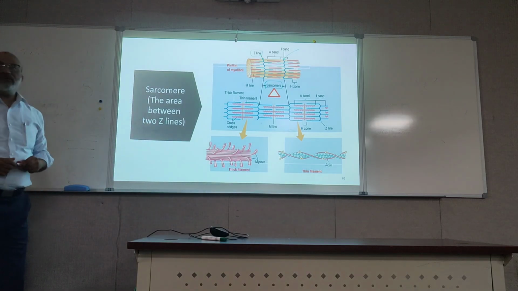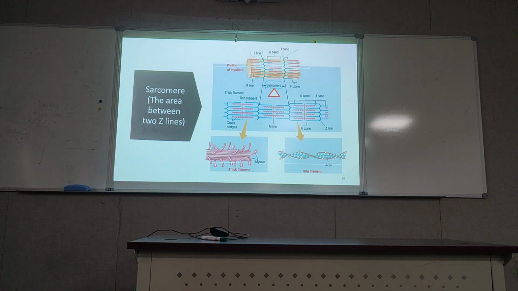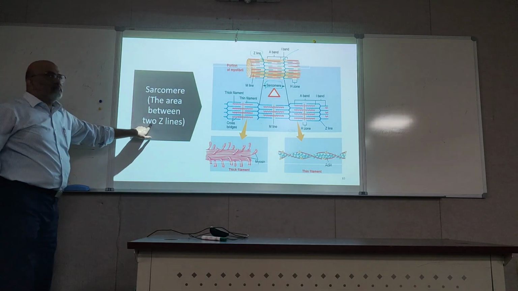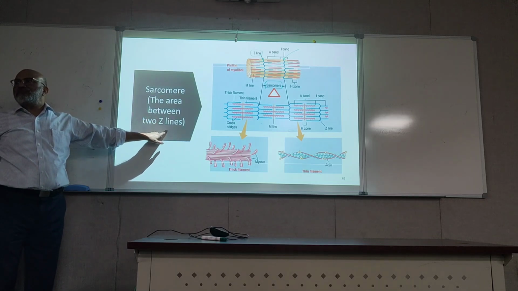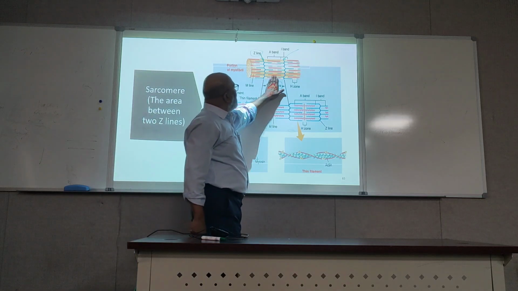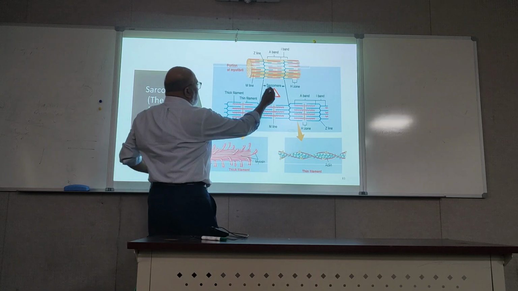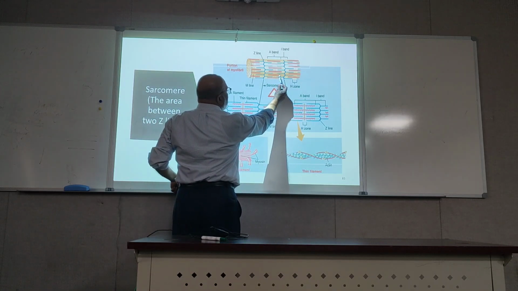The distance between two Z lines is called... see your slide. So anything related to skeletal muscle is sarco. So, sarcomere. What is sarcomere? The distance between two Z lines. You can write it on your slide. Sarcomere is the area between two Z lines. Are you with me? Yes.